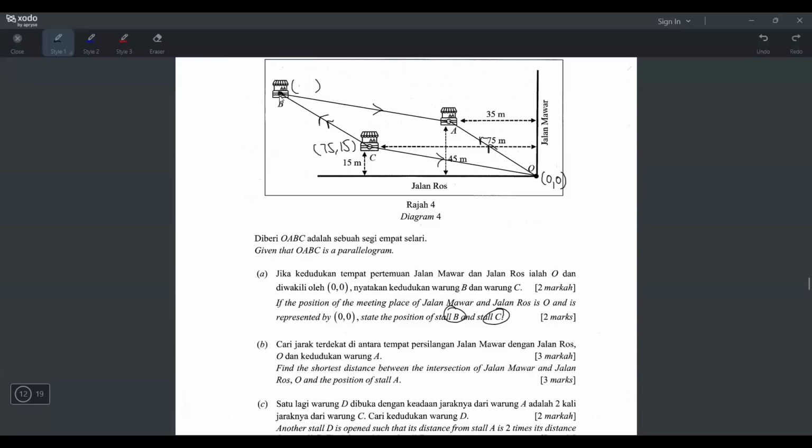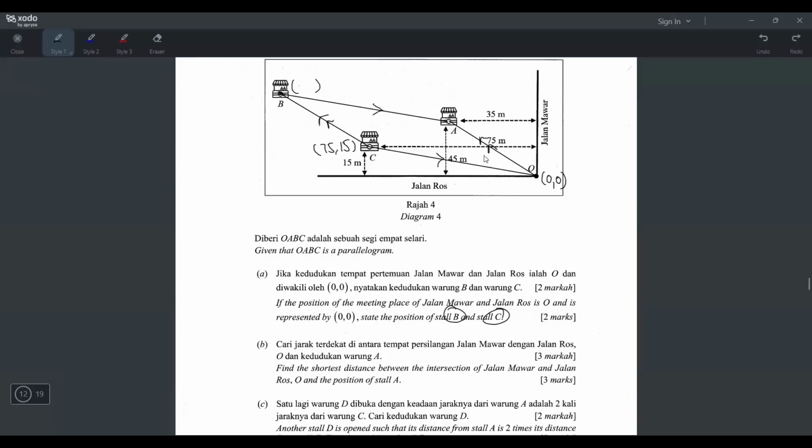Okay, what about my B coordinate? If I want the x coordinate, I have to take the distance from here to here. But I actually don't know what the distance here is, right? So how? Let's see. Okay, it's okay. What about the y coordinate? The distance here, they also never give. The 45 is only from here to here. So I don't know the distance here. Okay, it's okay.